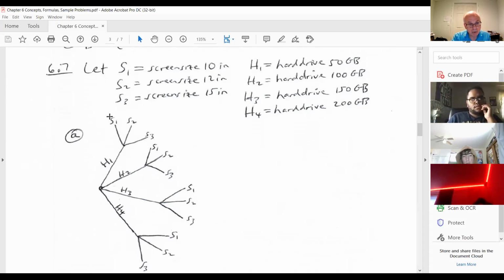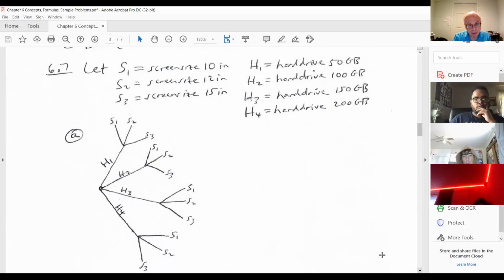So the whole idea here is when you get out to the furthest branch, you're going to have combinations of hard drive and screen sizes. And how many are there? There's 1, 2, 3, 6, 9. There's 12 different combinations, right? For example, if you go along this branch, H1 and then S1, you're going to have H1 and S2, H1, S3, like that. Same thing with H2, H3, and H4. So there are 12 different outcomes in this experiment.